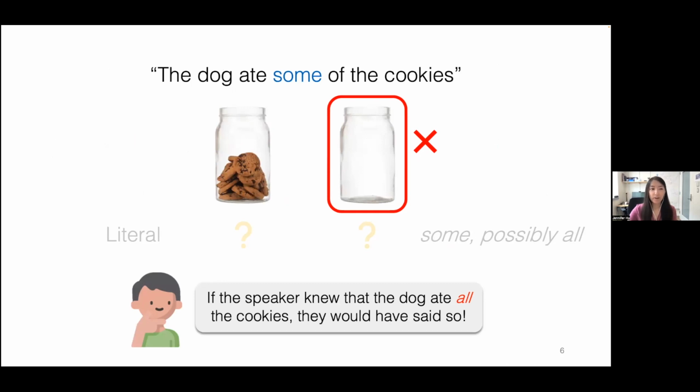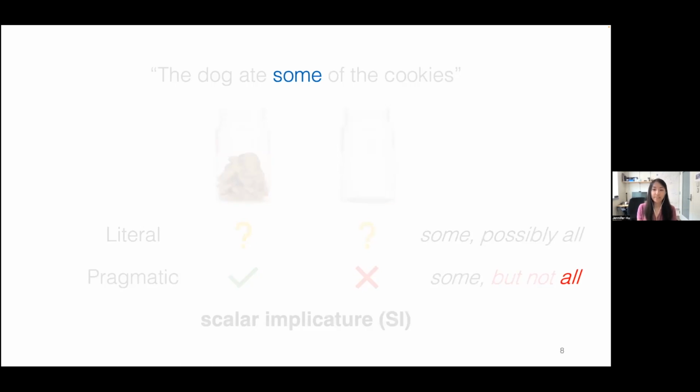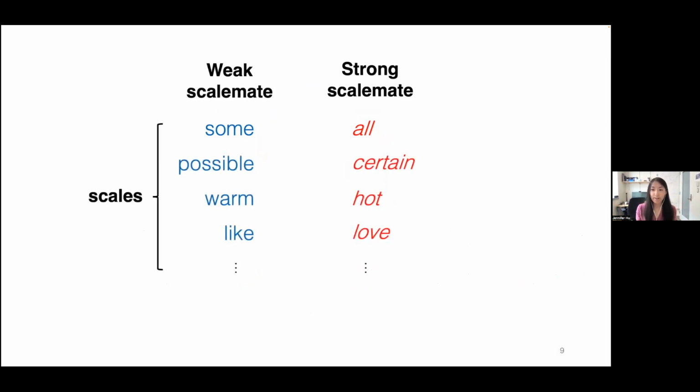And so based on this unspoken alternative word all, you can draw a pragmatic inference and infer that the word some actually excludes the meaning of all in this context. And this general kind of inference pattern is known as scalar implicature, or SI. And importantly, this kind of inference arises based on a special relationship between the words some and all, where some and all convey information on the same kind of scale or dimension, but some is weaker or less informative than all. And this reasoning pattern we saw could apply to other scales or pairs of words that share this kind of relationship, like possible and certain, warm and hot, or like and love, and so on.